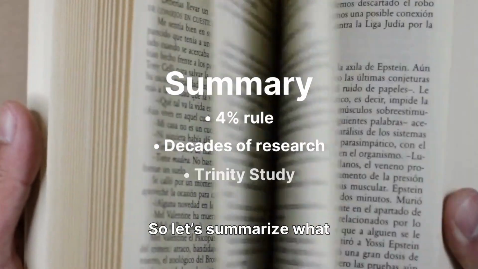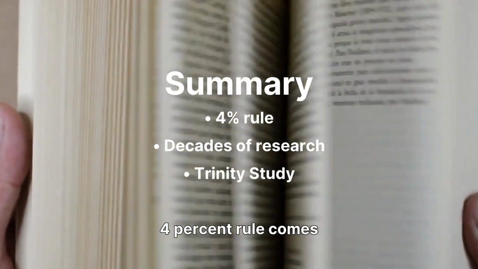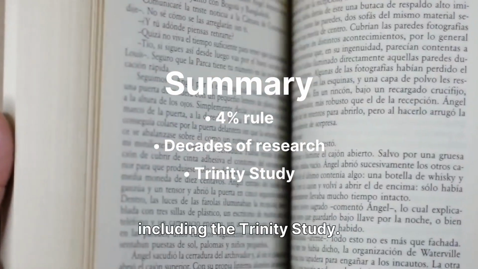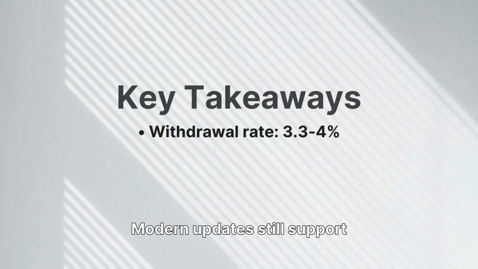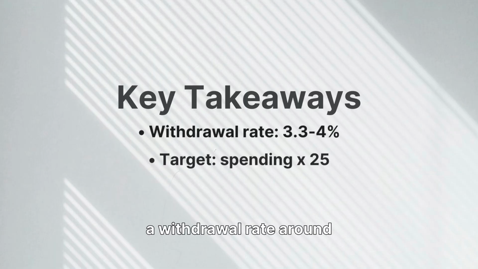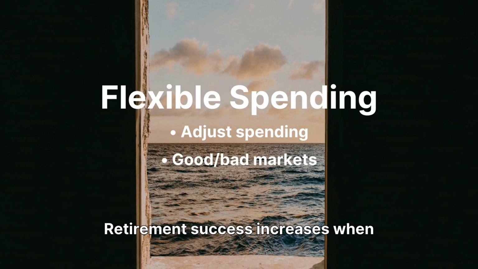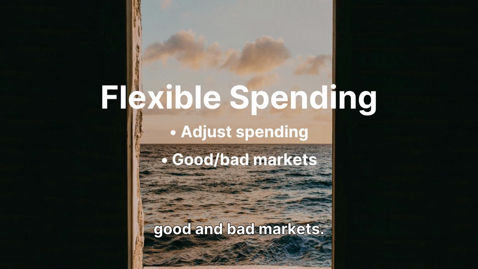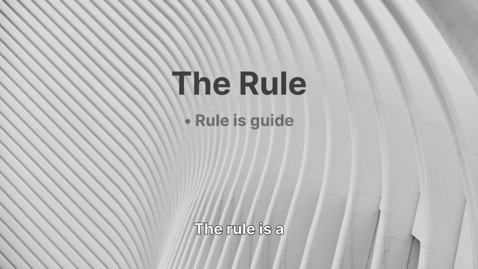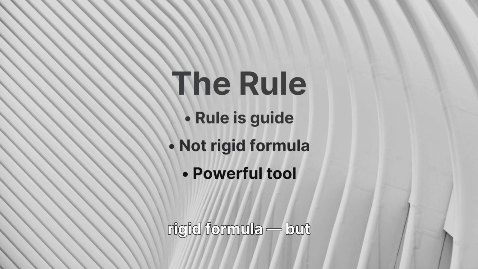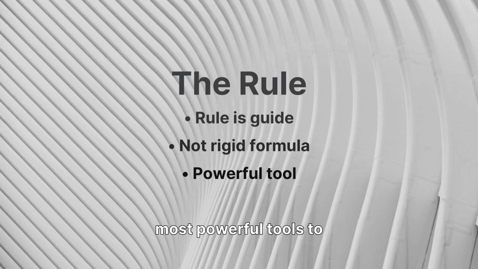So let's summarize what we covered today. The 4% rule comes from decades of research, including the Trinity study. Modern updates still support a withdrawal rate around 3.3 to 4%. To find your retirement target, multiply your annual spending by 25. Retirement success increases when you adjust spending during good and bad markets. The rule is a guide, not a rigid formula, but it's one of the most powerful tools to estimate how much you need.